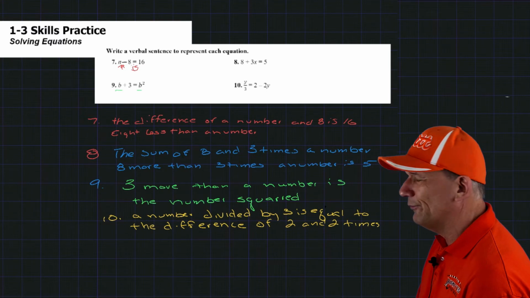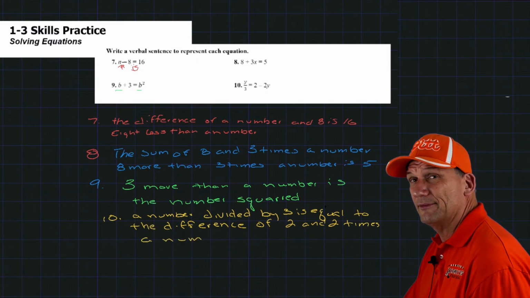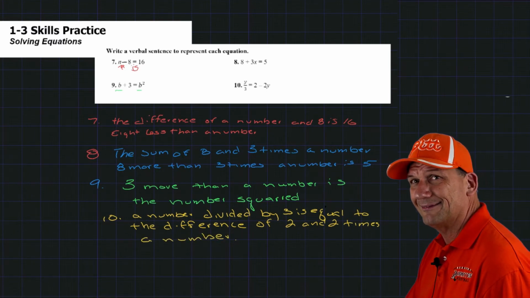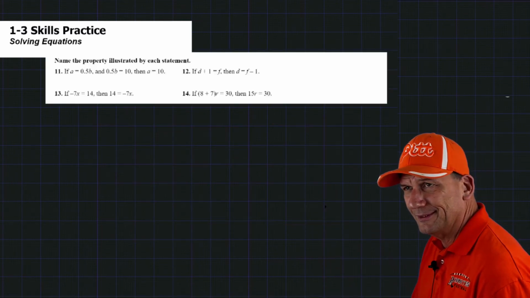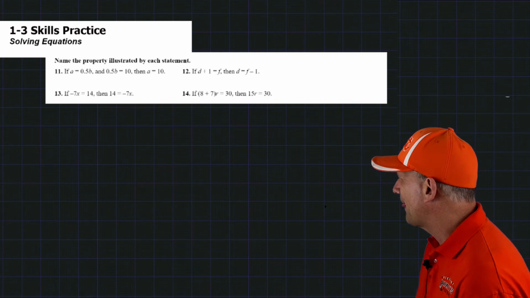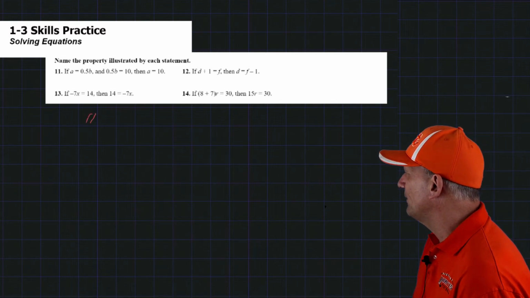So there's several different ways you can write these sentences. As long as they make sense and you can translate the words to the exact equation, it's okay to write it different ways. All right, name the property of each statement.